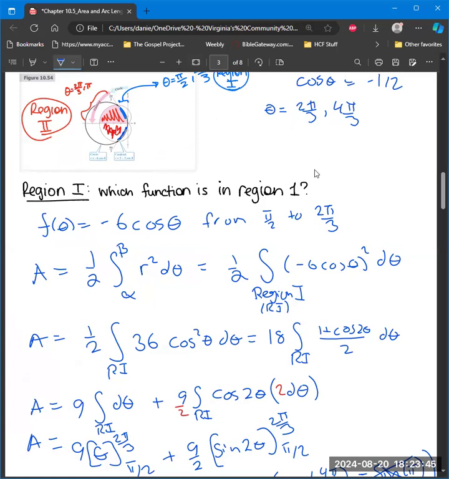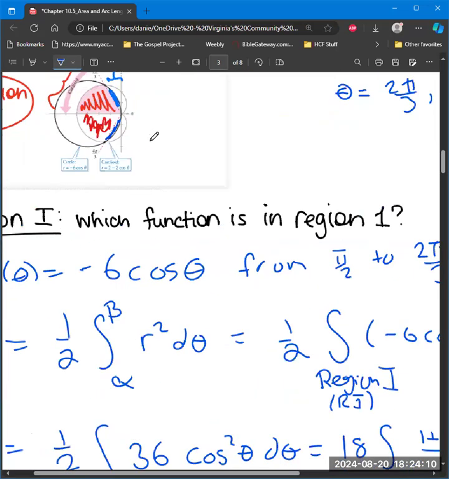We're going to look for the blue part, and we're going to be interested in the circle there to help define that for us. So that's going to be our f of theta is going to be -6 cosine theta. And we're going to go from our radial line, theta is equal to pi over 2 to theta equals 2 pi over 3.